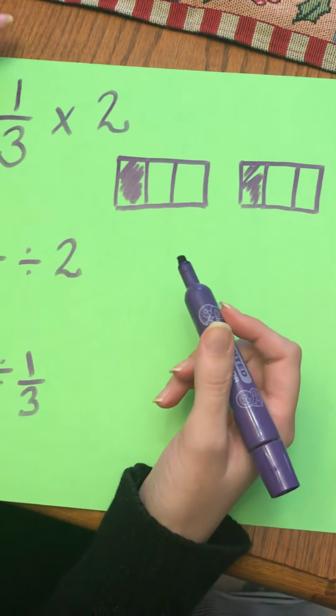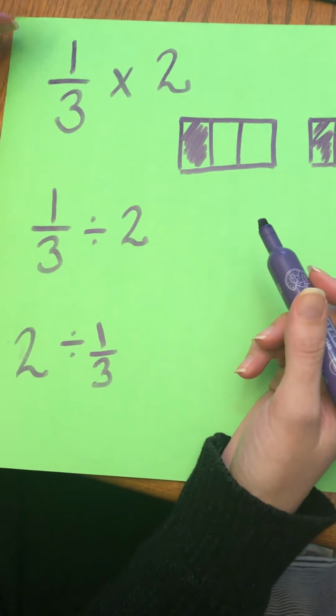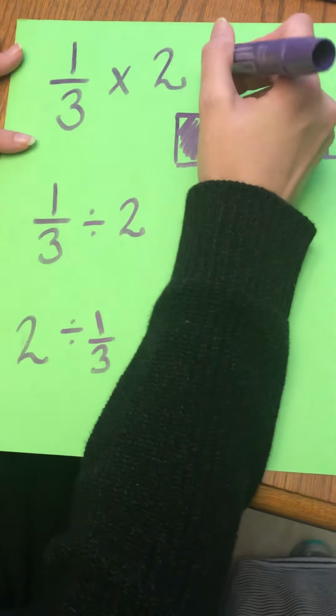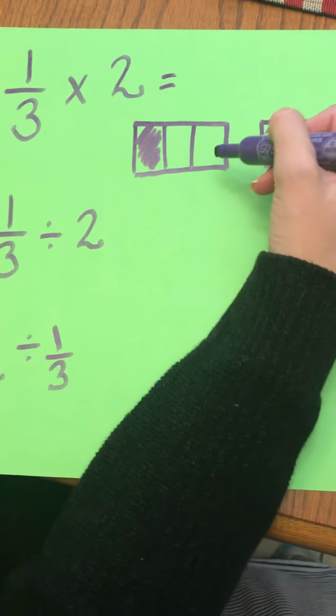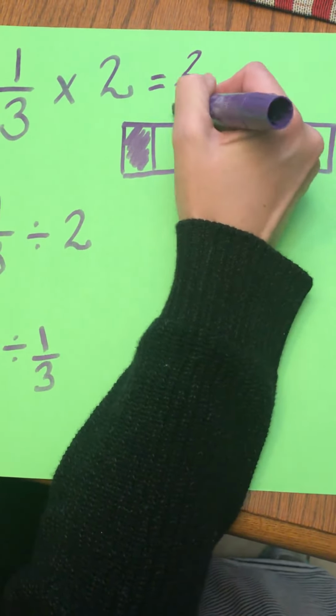And then remember also, whenever we multiply with fractions by a whole number, we said that we would take the numerator and multiply it by the whole number. And then the denominator stays the same. So I can see from the model and from using that this would be 2/3.